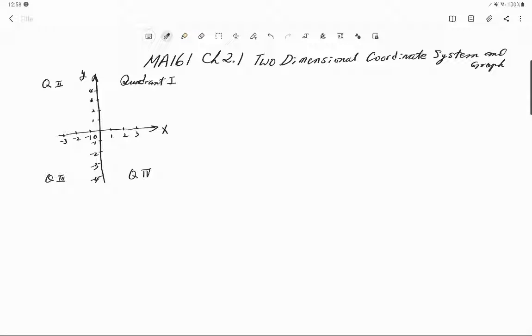Okay, so the plane is divided into 6 different groups. One is the x-axis, one is the y-axis, and there are 4 quadrants: quadrant 1, 2, 3, and 4. All right, then the number system.